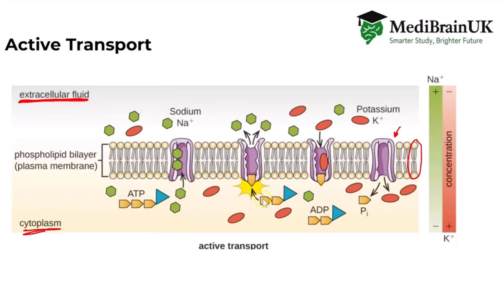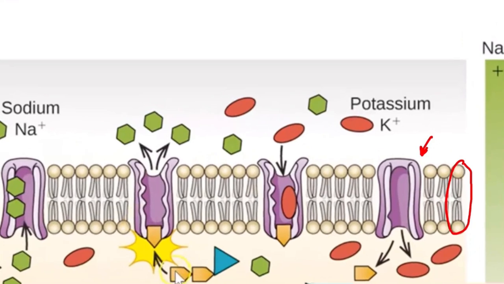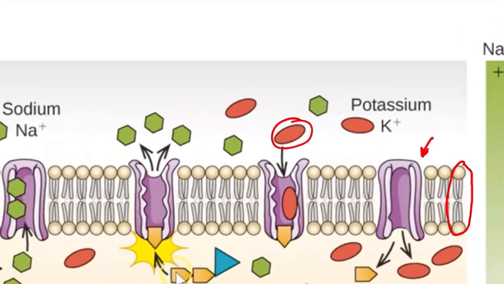Well, in order to move things into the cell, the molecule binds to a complementary receptor on the cell membrane. So for example, if this molecule needs to move across, it will bind to a receptor on the surface of that cell membrane first. Once it's bound to that receptor on the surface of the cell membrane, it needs energy to move across.